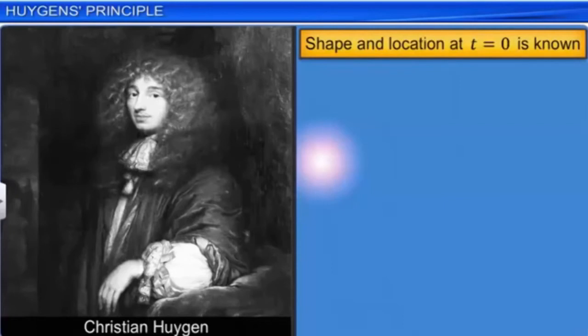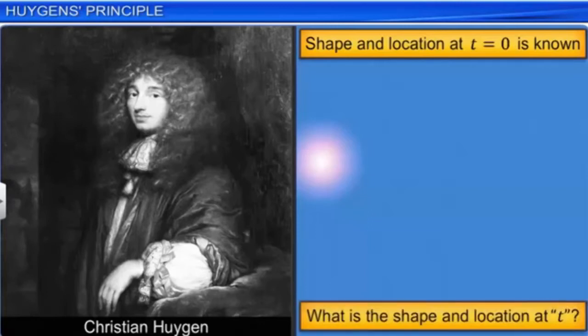Christian Huygens proposed a geometrical method known as the Huygens principle for finding the shape and location of a wavefront at some instant from the knowledge of the shape and location of the same wavefront at an earlier instant.